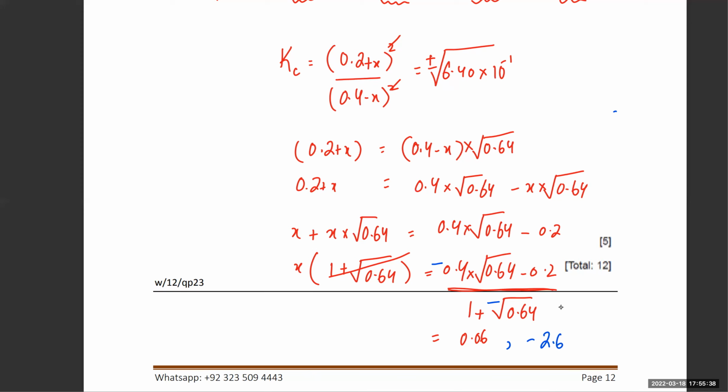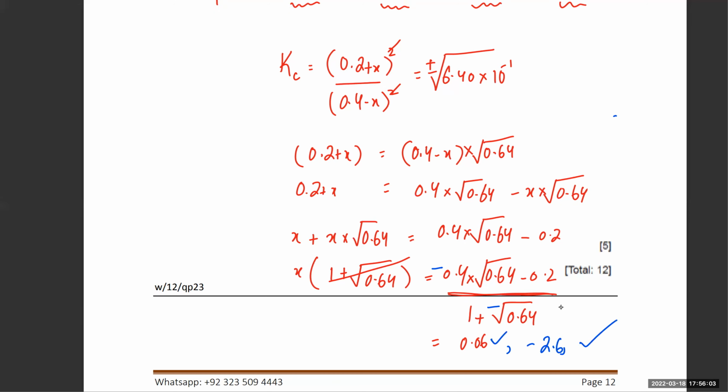Okay, and then it's minus 0.2. I'm going to put another bracket around the whole thing, and then I'm going to divide it by 1 minus under root 0.64. That's minus 2.6. Okay, that's fine. Just make sure your calculator works fine.